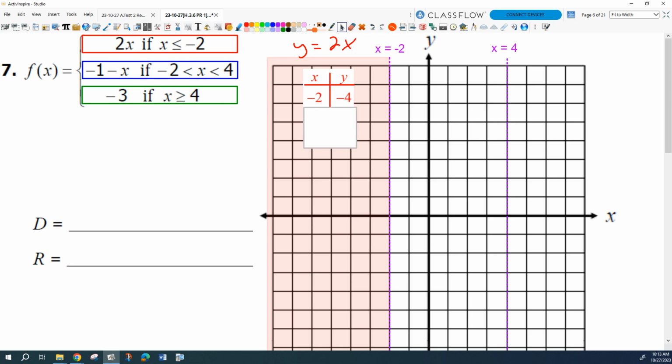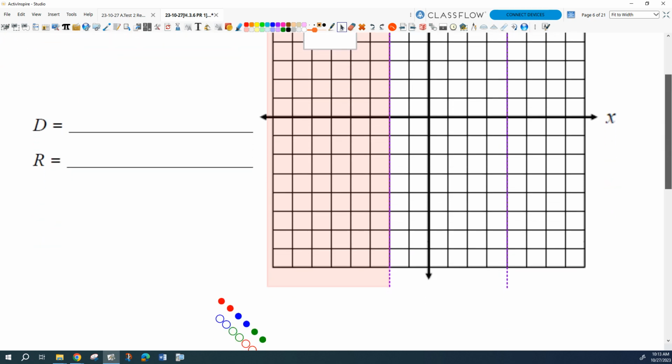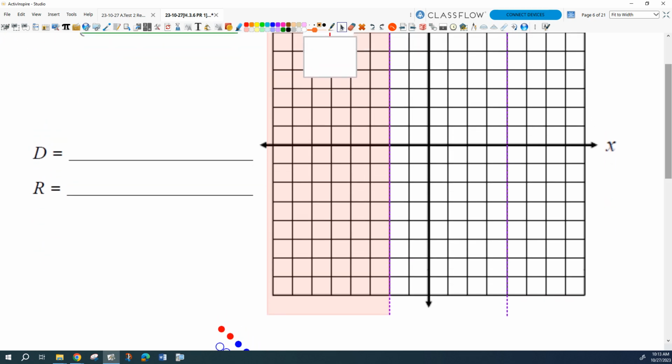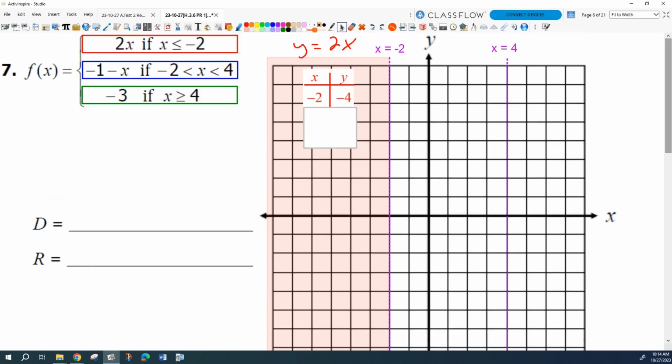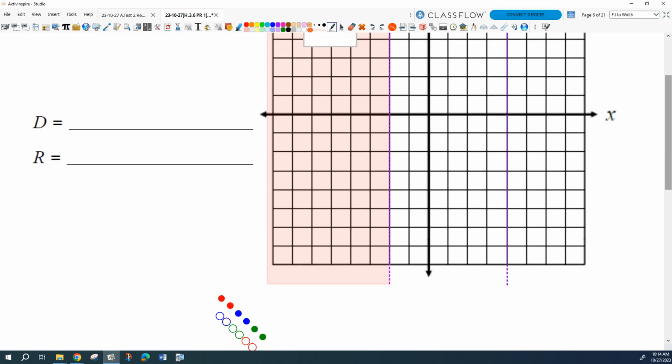So that corresponds to a point, -2, -4. So we've got a point, and it's going to be solid or open at -2. Solid's correct. How come? Because the red region includes the -2. So we're going to pick a solid endpoint to use at -2, -4. So right there.